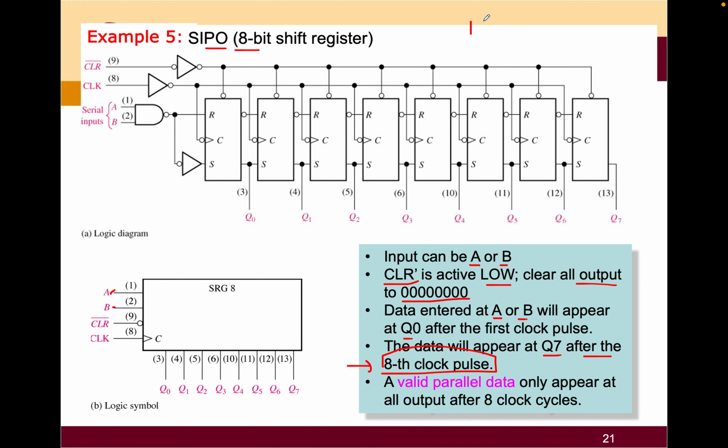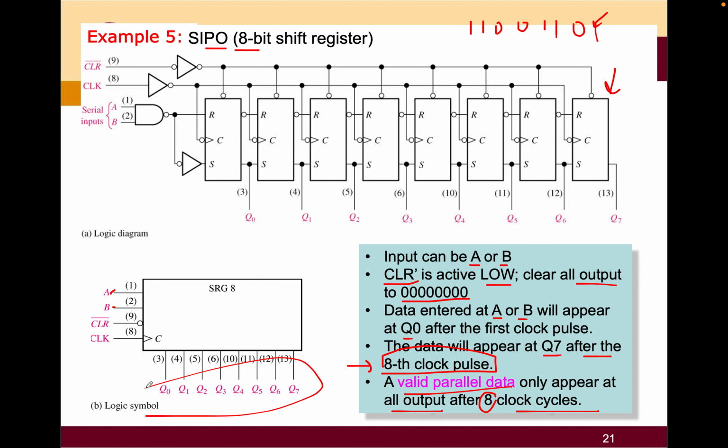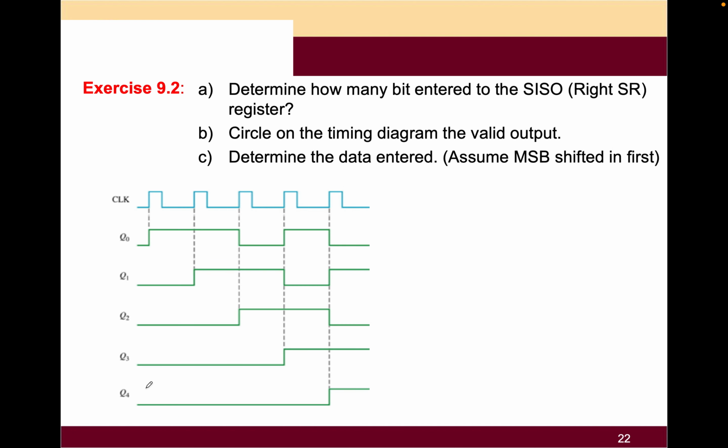Let's say you have 1 1 0 0 1 1, let's say. So after you finish all the bits here, then you will reach your last flip-flop, which is Q7. A valid parallel data only appears at all outputs after the clock cycles. Yes, after all, then you're going to have your output there. Okay, this is just an example for you to understand how SIPO looks.